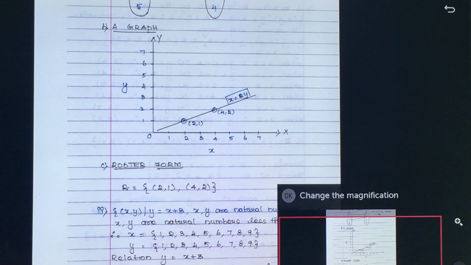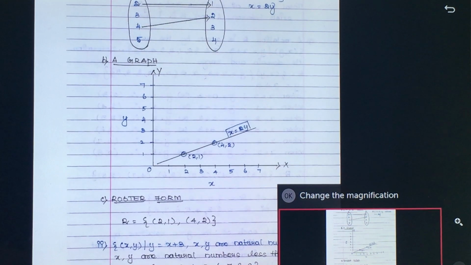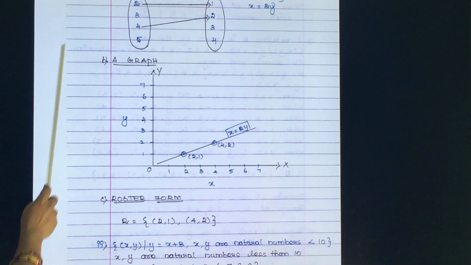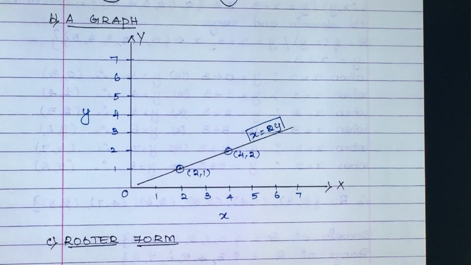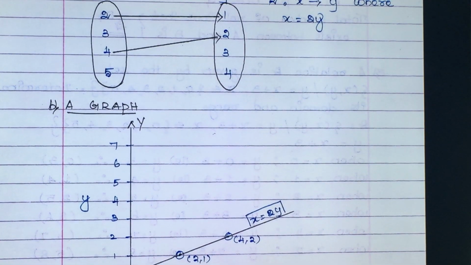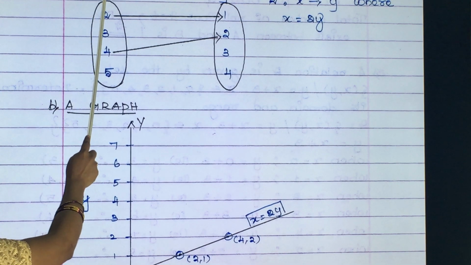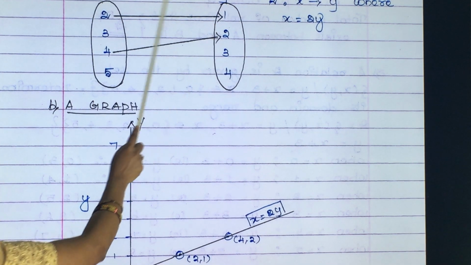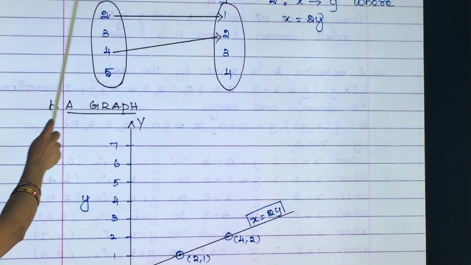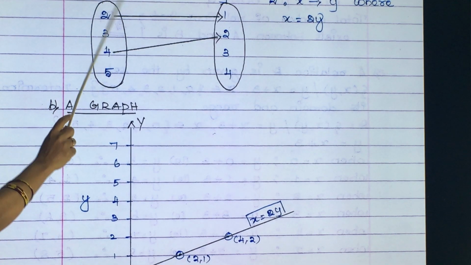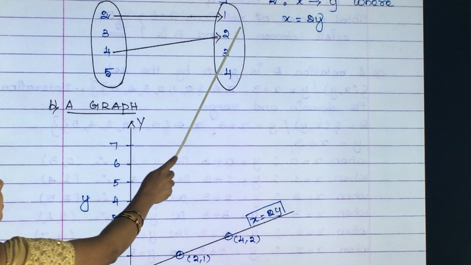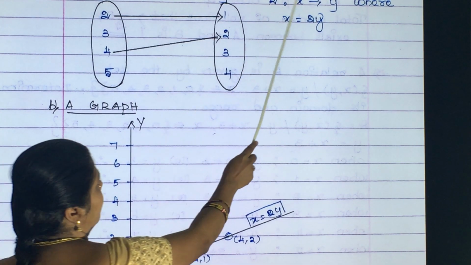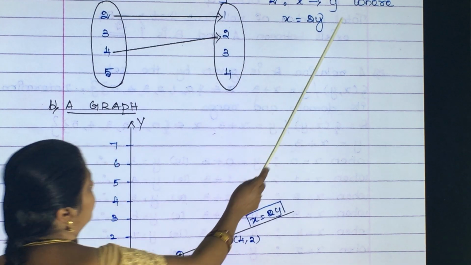First, we will try to represent this in the form of an arrow diagram. I am writing x here and y over here. This is the arrow diagram. The heading is not visible, but I have written it as arrow diagram. This is set x and this is set y. The relation is from x to y, where x equals 2y.